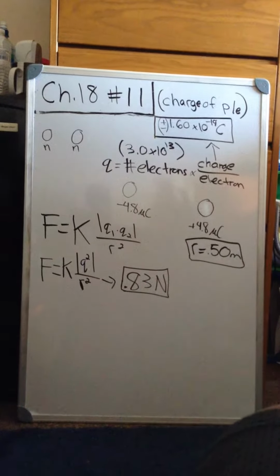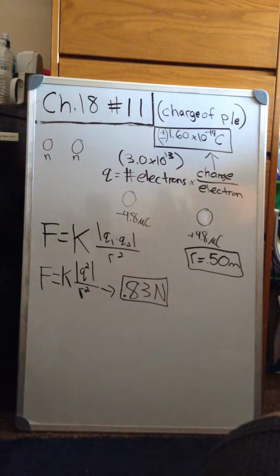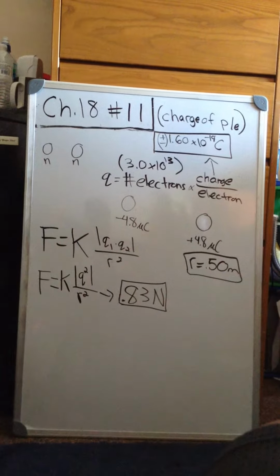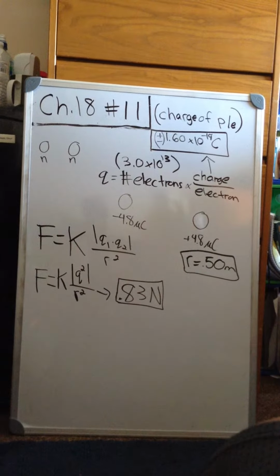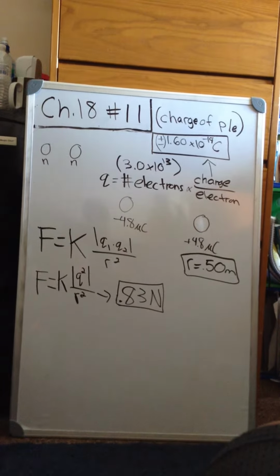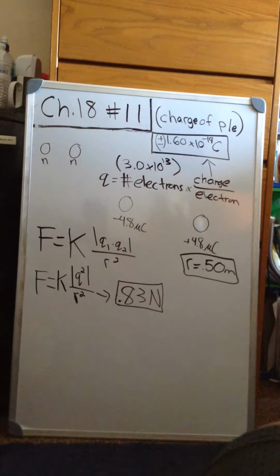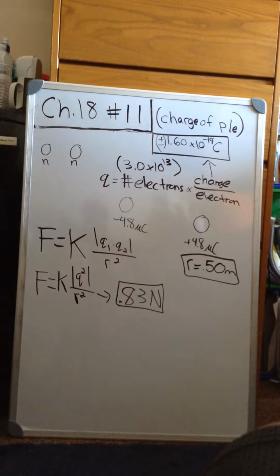This is chapter 18, problem number 11. The problem reads, two very small spheres are initially neutral and separated by a distance of 0.5 meters. Suppose that 3.0 times 10 to the 13 electrons are removed from one sphere and placed on the other. A. What is the magnitude of the electrostatic force that acts on each sphere? B. Is the force attractive or repulsive, and why?